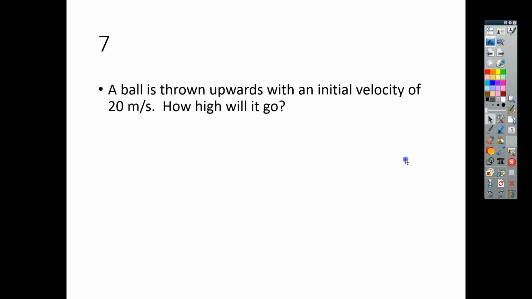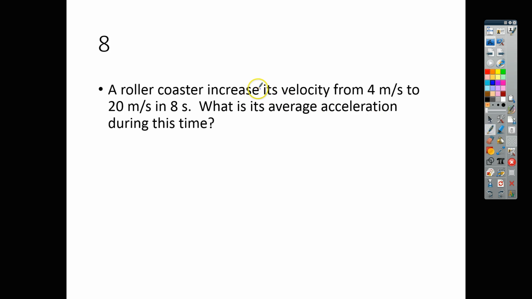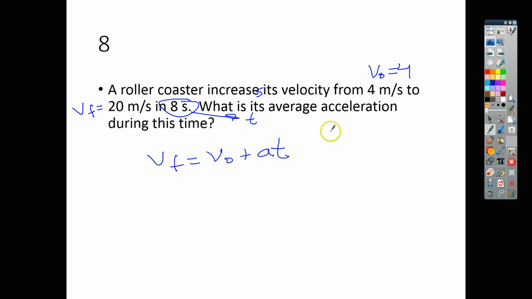For number 8, it says a roller coaster increases, so there's a typo there, its velocity from 4 meters per second, so that's our original velocity, to 20 meters per second. So there's our final, and 8 seconds would then be our time. What's the average acceleration? Well, we have VF, we have VO, we want A, and we have time. So notice that we do not need and don't have distance. That's why we're using this first equation.